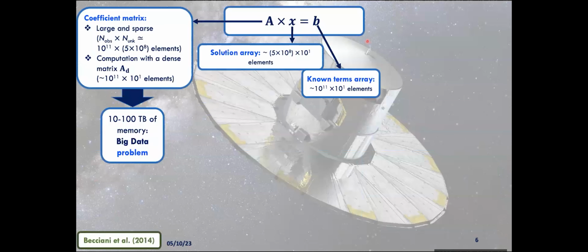To find these astrometric parameters, the solver solves a system of linear equations where the coefficient matrix is large and sparse, containing about 10^11 times 5 times 10^8 elements. To operate in human-sized timescales, we only consider the non-zero elements of the matrix, that is a dense matrix, reducing the problem by about 7 orders of magnitude. Also in this case, at the end of the mission, we expect a size for the matrix in the range of 10-100 terabytes, which can represent a big data problem.